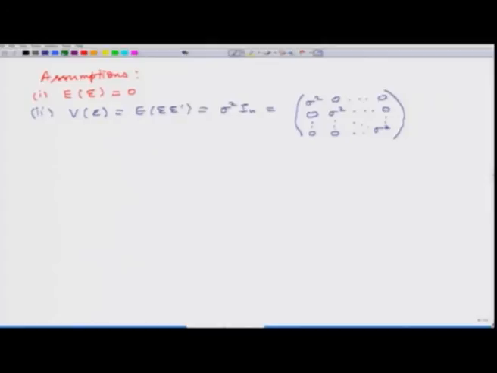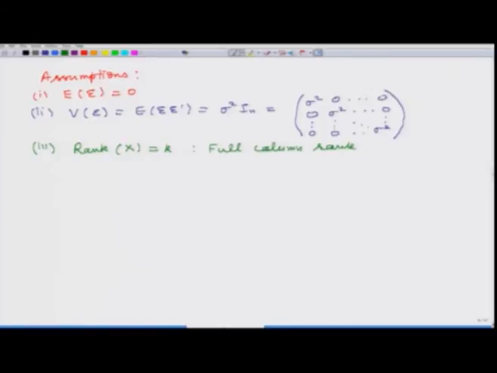Right. The third assumption which we are going to make here is that the rank of X matrix is going to be k. And remember, k is the number of independent variables. So, essentially we assume that this is a full column rank.